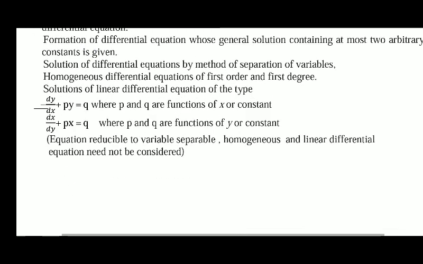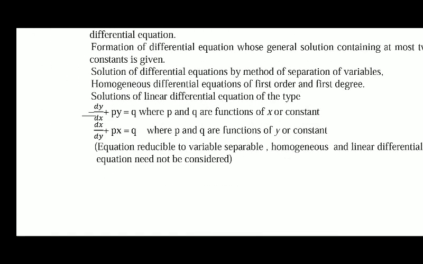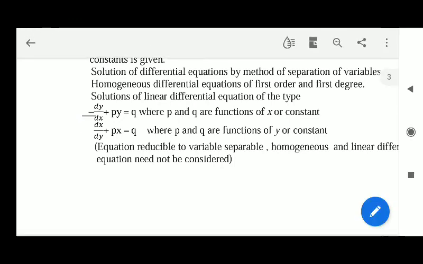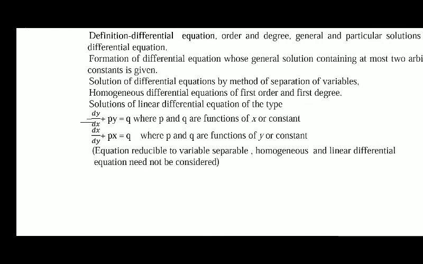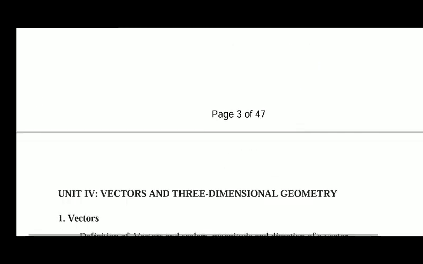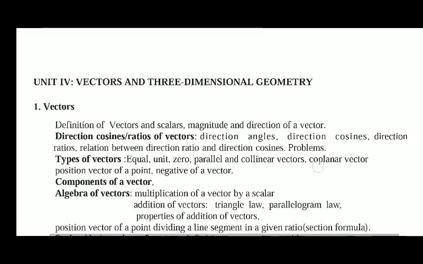And we have the LDE method, that is the linear differential equation, of the types dy by dx plus py is equal to q, and dx by dy plus px is equal to q. This type, dy by dx plus py equals q or dx by dy plus px equals q, is for 5 marks. That is the linear differential equation. Got it? The next one is about what?